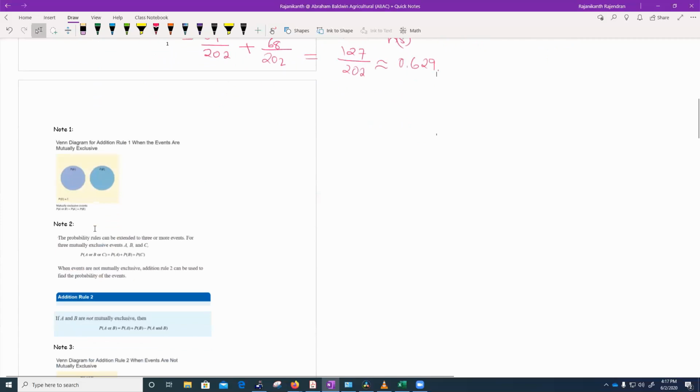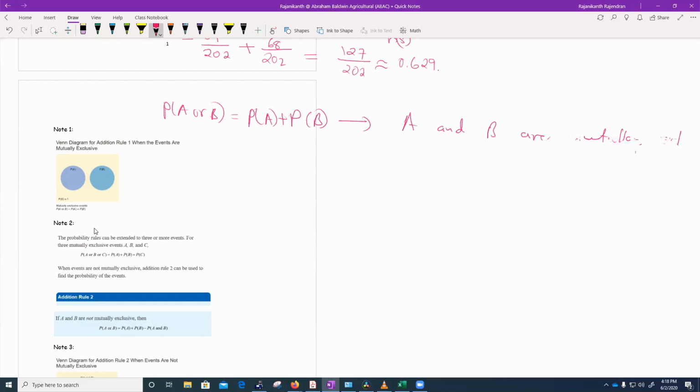So now let's look at the Venn diagram. How can I express these two in a Venn diagram? Venn diagram for addition rule number one. Addition rule number one is nothing but P of A or B is P of A plus P of B. Remember, this formula is valid only when A and B are mutually exclusive.